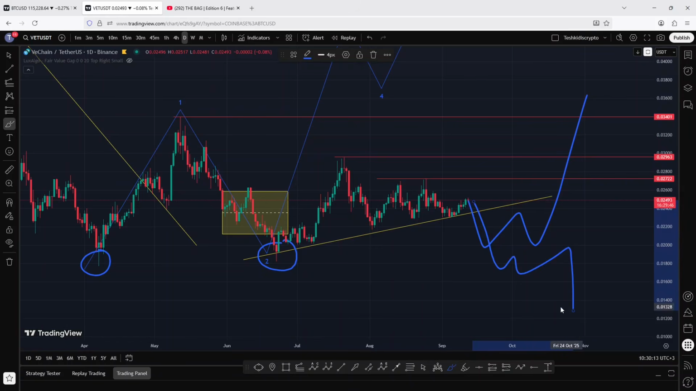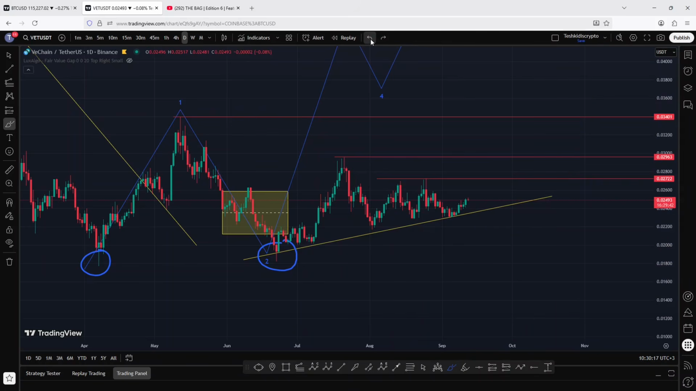But for now, we only need to be very patient, pay attention to key areas of resistance and also key areas of support. Those are the two possible scenarios that I expect here on the Vechain chart, on the short term and also on the long term. Let us be patient and see how that plays out, and I will ensure you stay up to date.